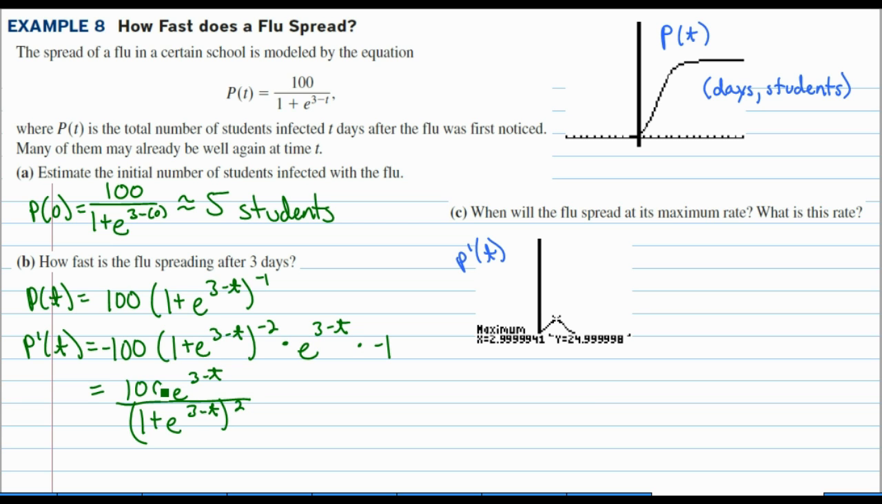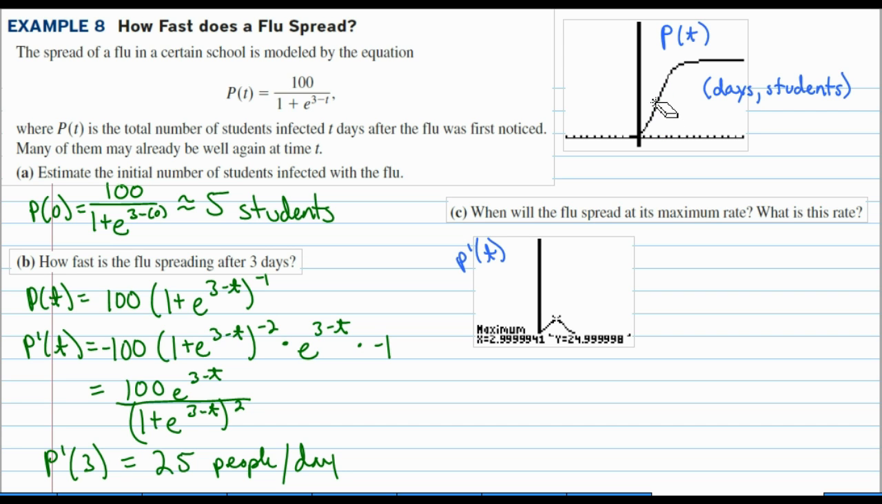At 3 days, I can find P prime of 3 by plugging in 3 to this derivative, and I get that it's about, well, in this case exactly 25 people per day. So in other words, the slope of the tangent line at 3 days is 25 people per day.